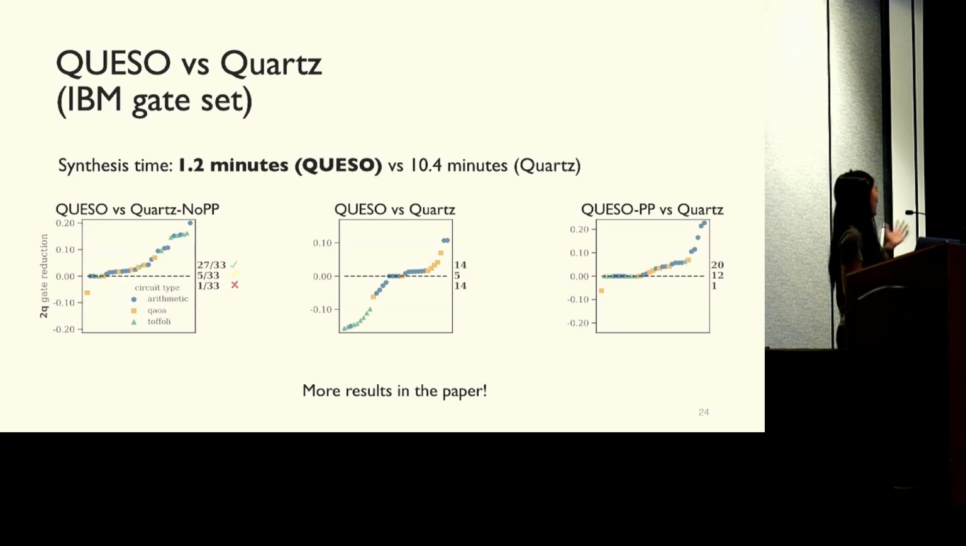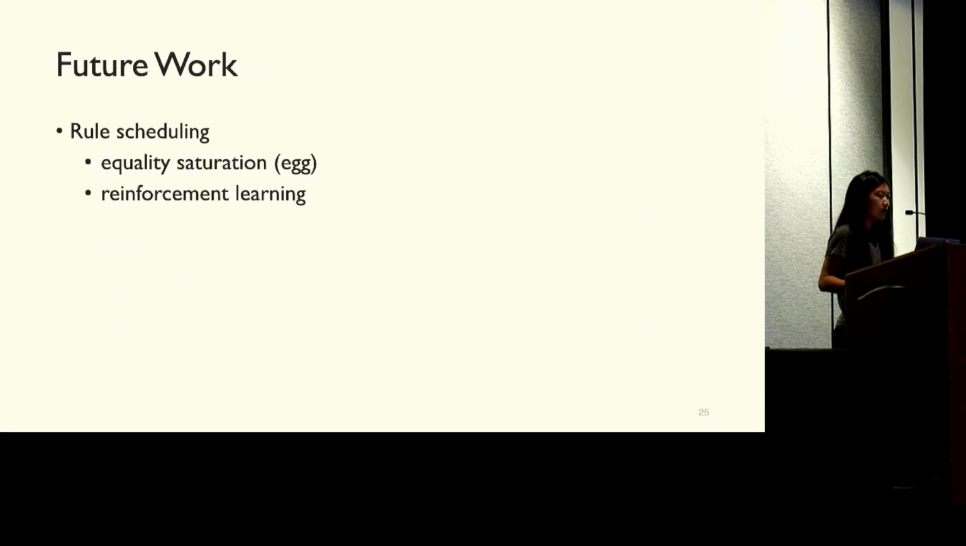And of course, there are more results in the paper on other gate sets and some other experiments that we ran. And to wrap this up, I'll briefly talk about future work. Something that is missing from this talk is how we applied these rules, and that's because it's a very simple algorithm at the moment. And it would be interesting to see if we could use the new version of EGG to use equality saturation to speed this up.